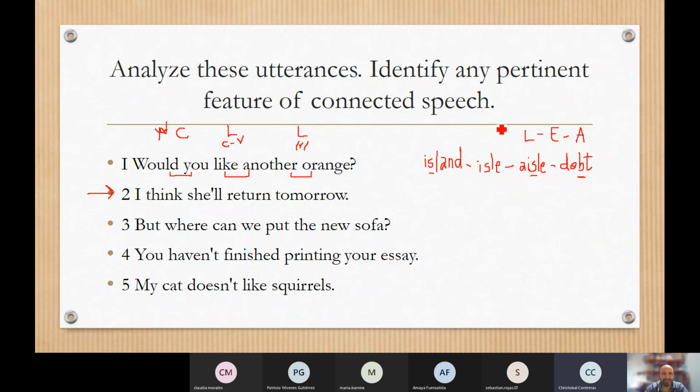I think she'll return tomorrow. I think she'll return tomorrow. One more time. I think she'll return tomorrow. Great. I think she'll return tomorrow. All right. So what happens here? I think she'll return tomorrow. I think she'll return tomorrow. I think she'll return tomorrow. What's going on?